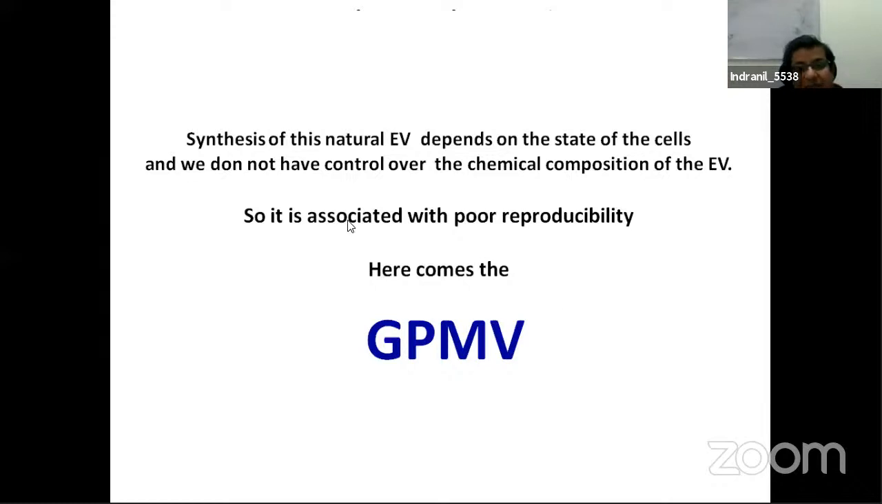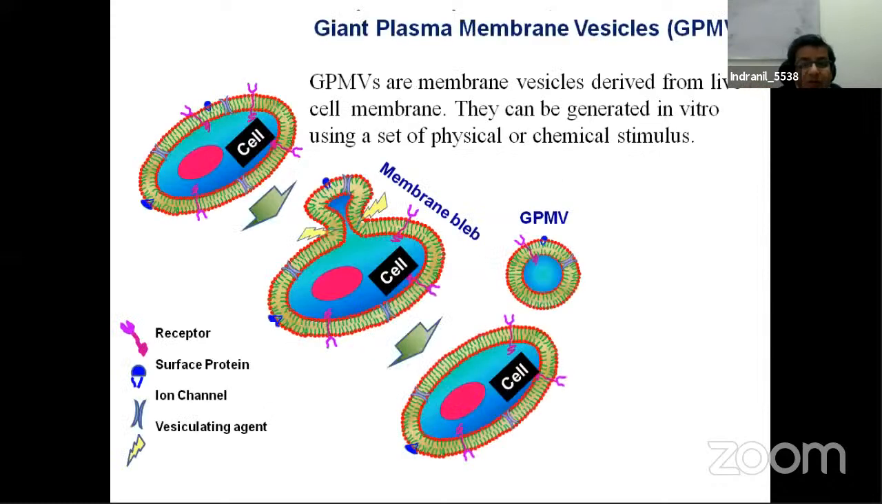So here comes the next point, which is known as GPMV, the giant plasma membrane vesicle. What is that? Before going into the slide, let me say that GPMVs are similarly cell-derived membrane vesicles. But here the point is, they are not synthesized by the cell automatically. Here we are inducing the synthesis, and depending upon our choice of chemicals or external cues, we can tune the synthesis of this giant plasma membrane vesicle. So here is the scheme.